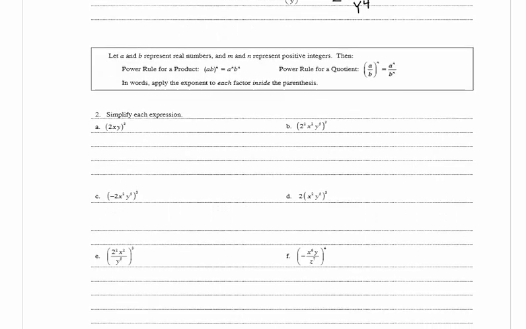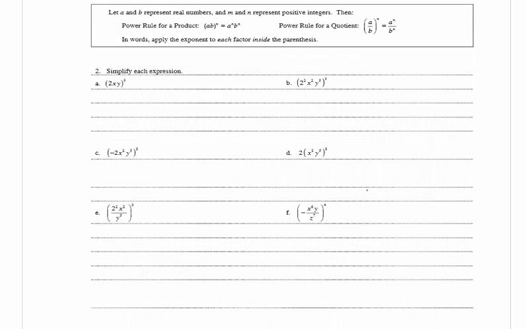In 2, it wants us to simplify each expression. And in A, we have 2 times x times y cubed, and we can rewrite that as 2 cubed times x cubed times y cubed, and 2 cubed is equal to 8. So we have 8 times x cubed y cubed.